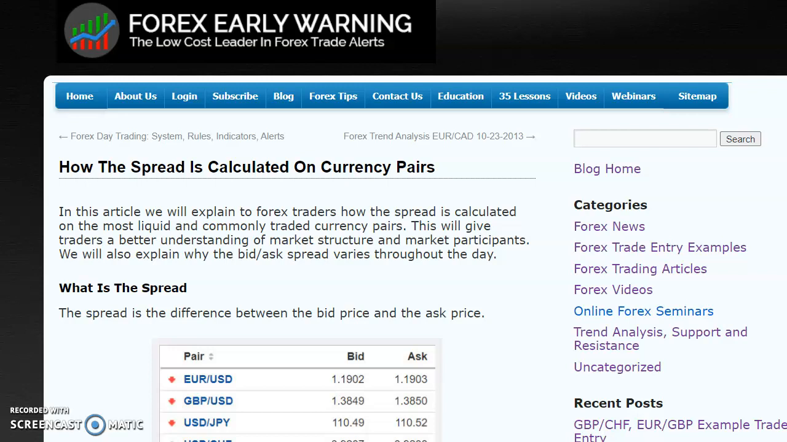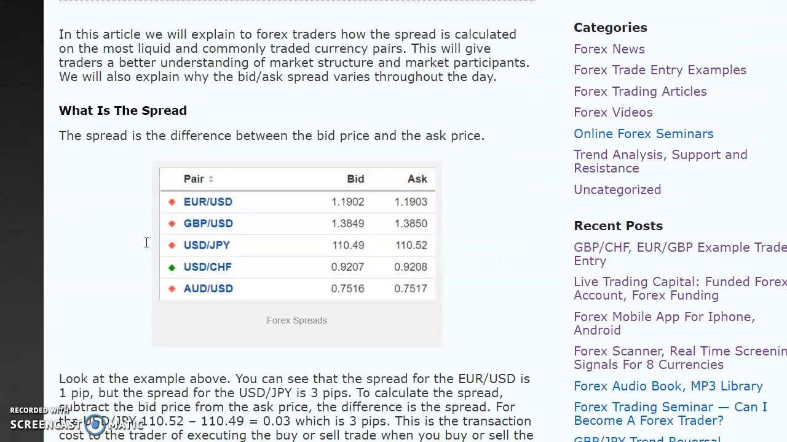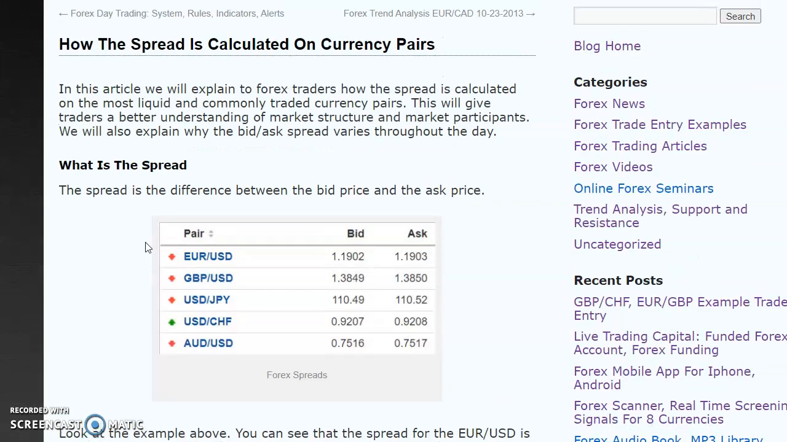Okay, in today's video, we're going to talk about how the spread is calculated on currency pairs, and we're going to focus on the top 28 pairs that are most commonly traded. Okay, so let's talk about first what the spread is. The spread is just the difference between the bid and the ask.